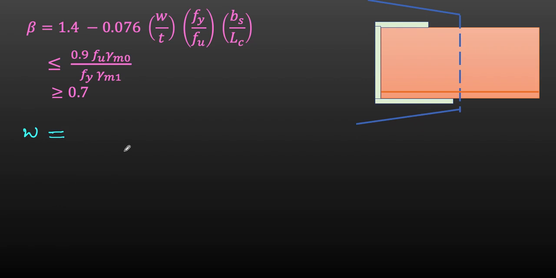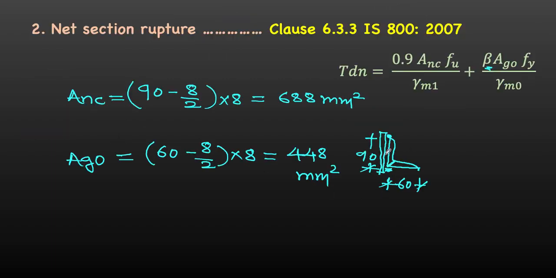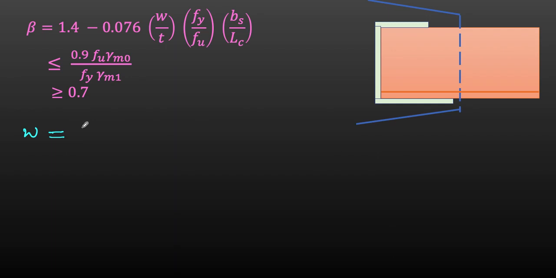What is W? If you refer to clause 6.3.3, W is the length of the outstanding leg. So how much is our length of outstanding leg? We have already drawn a small figure over here. This 60 is the length of the outstanding leg, so we have this as 60 mm. Then T is the thickness of the angle section, which is 8 mm. Fy we know, Fu we know.